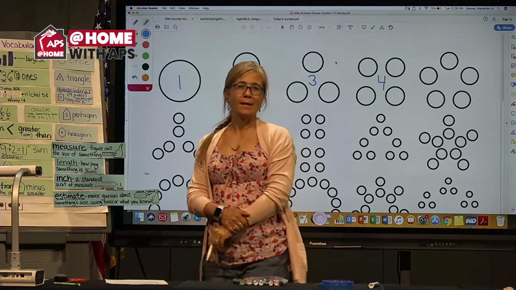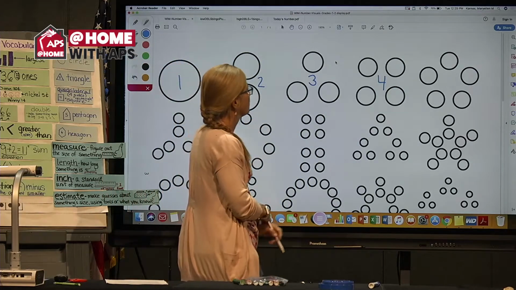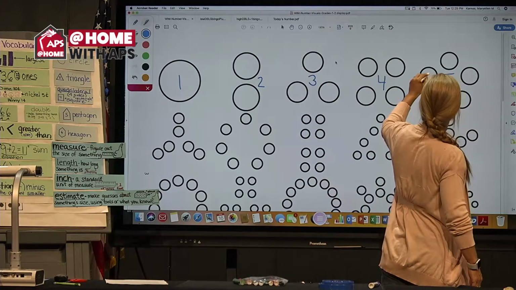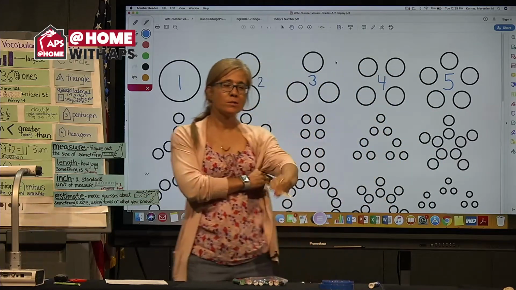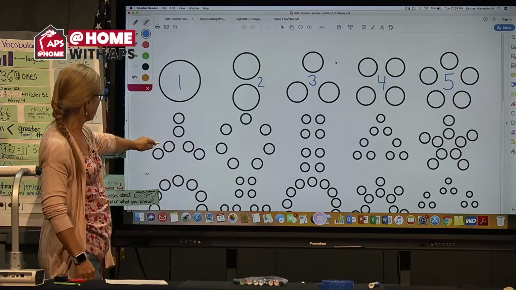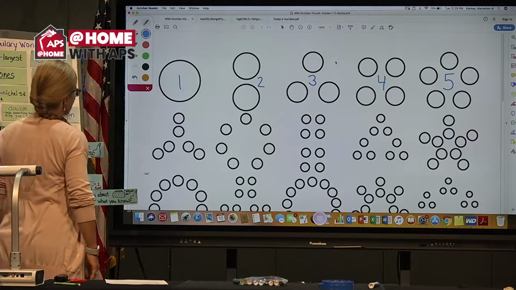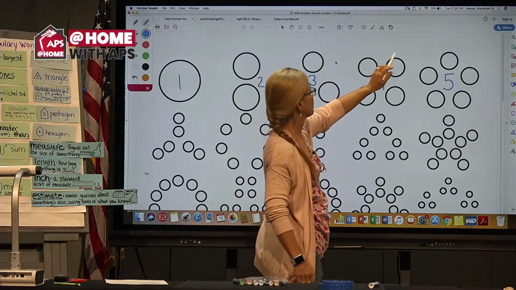That one's not as easy, is it? How many circles are there? There's 5. I was thinking 3 on top and 2 on the bottom. That same combination that you just were talking about. Let's look at this one over here. Well, we know this is 1, 2, 3, 4, 5.